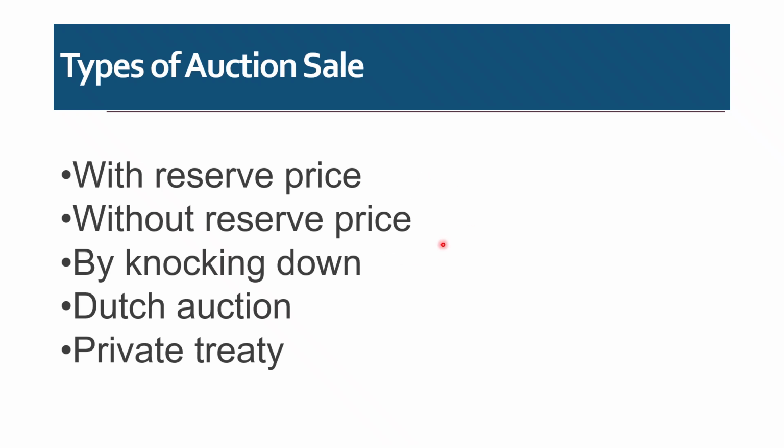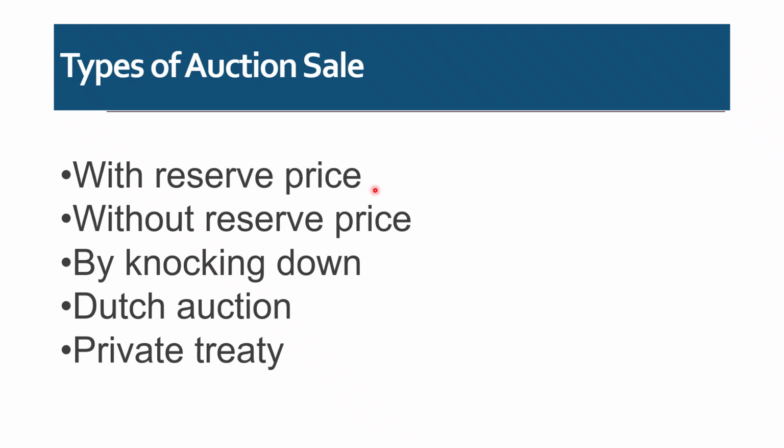Now to understand the types of auction, auctions can be conducted in several ways, and the Sale of Goods Act recognizes these different types of auction sale. Understanding these is important both for exams and for real life scenarios. So let's understand them one by one. The first one is auction with reserve price, also called minimum bid auction, the one that we had just discussed in the last slide.